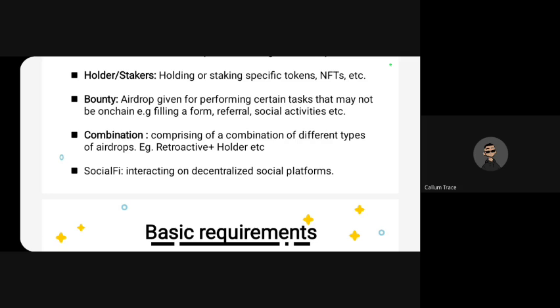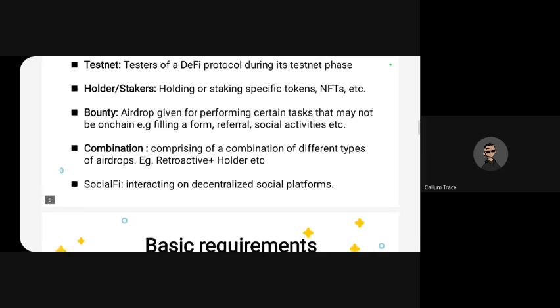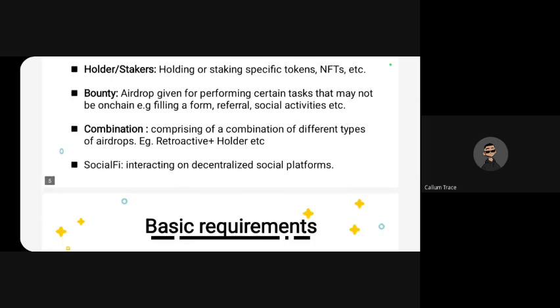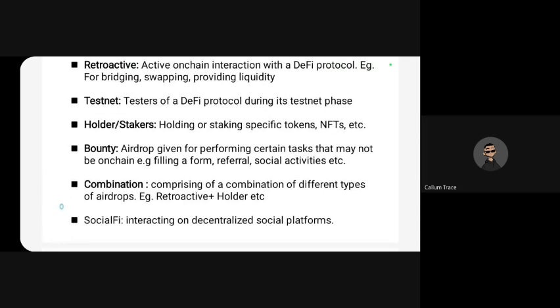There's also the combination airdrop. This combination airdrop comprises any of these pre-mentioned airdrops, a combination of them. For instance, a project can complete its testnet phase and enter mainnet, and then they may do an airdrop for people who tested on their testnet and people who use their mainnet. I don't know if you understand. So that's a combination airdrop. For instance, DYM Dimension did that.